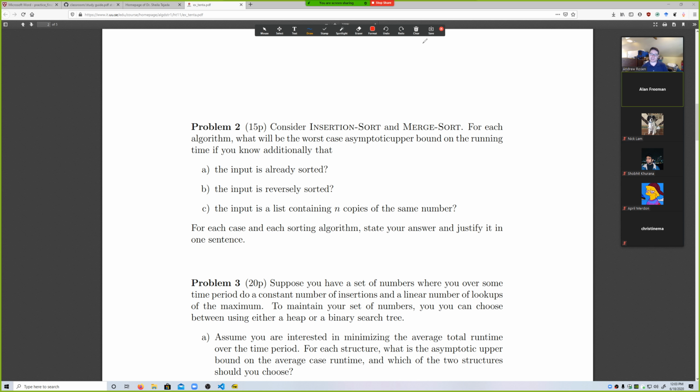So, in which case, a list of n copies is considered to be already sorted, so it would be O of n.